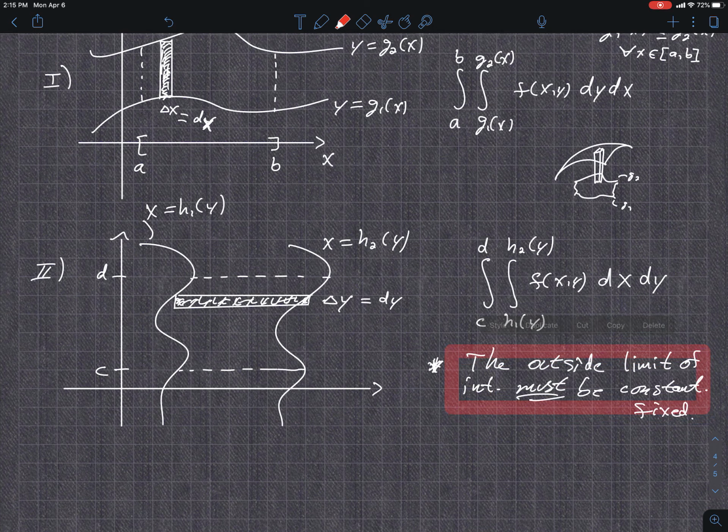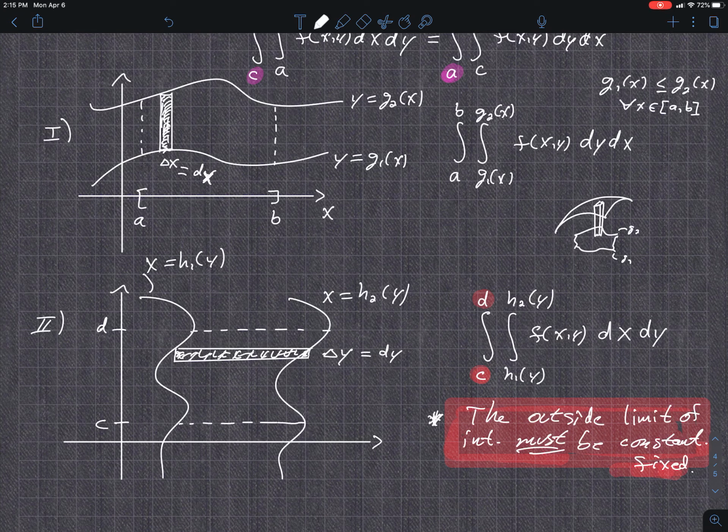The outside limit, I'm trying to highlight this for us, must be constant for this to work. That's how you know you did it right. If when you set things up this outside limit is a constant, then it'll be integrable, or you get an actual value. So keep an eye out for that, and I'll reiterate that as we go.